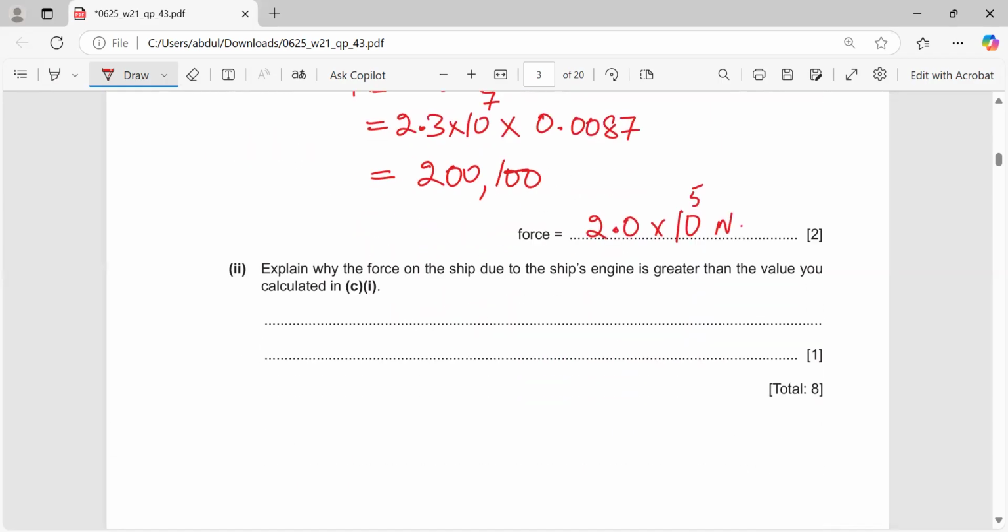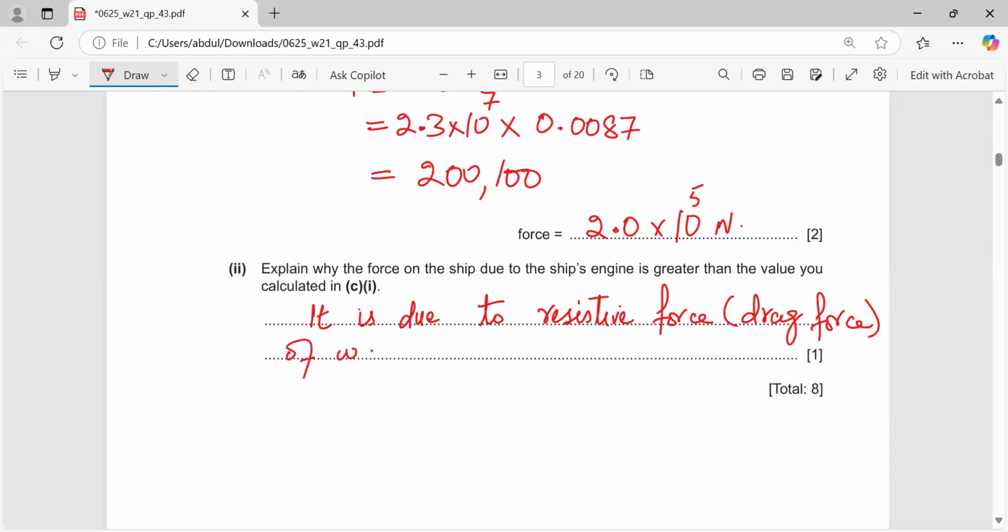Explain why the force on the ship due to the ship's engine is greater than the value you calculated in C1. It is due to resistive force, which you can also call the drag force. Resistive force of water on the ship.